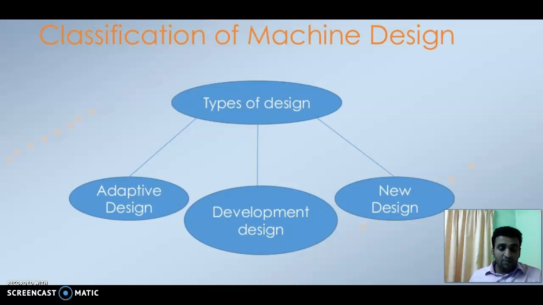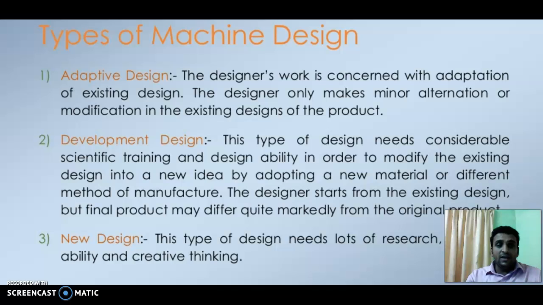Then we can study the classification of machine design. Machine design is classified into three. The first one is adaptive design, the second one is development design, then the third one is new design. In the name itself, that is adaptive design, I can explain the adaptive design. In the fifth semester, I think, we have a subject design project. There we already used this adaptive design. So you can connect this adaptive design with your design project.